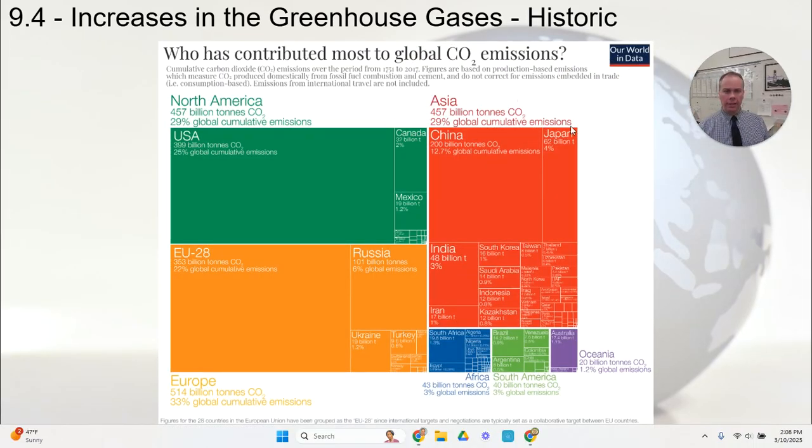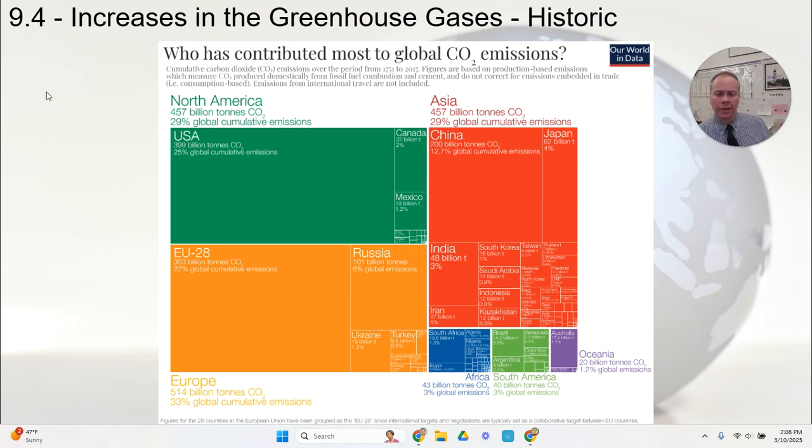We could also think about the historic emissions of greenhouse gases. This is about who has contributed historically to carbon dioxide emissions. And what we can see is the USA is here. It's about 25% of global cumulative emissions. Next highest is the EU with 22%. Then we have China with 12%, Russia 6%, and you can see the various other countries here.